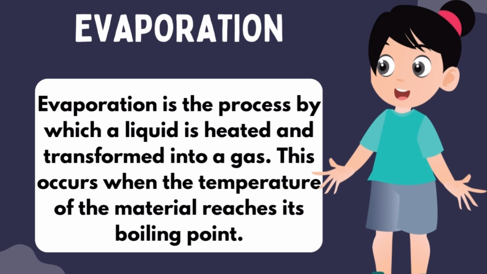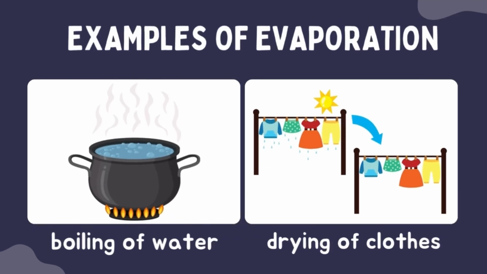Evaporation. Evaporation is the process by which a liquid is heated and transformed into a gas. This occurs when the temperature of the material reaches its boiling point. Examples of evaporation: boiling of water, drying of clothes.